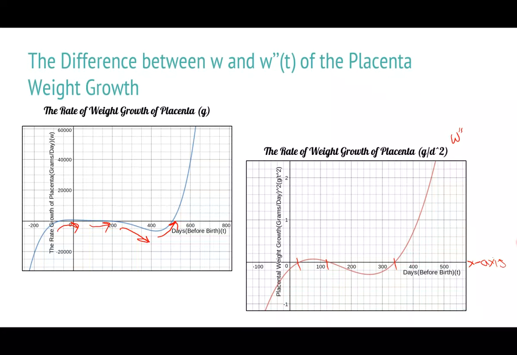So the rate of weight growth of the placenta, with the actual function graphed on the left, you see it's concave down, then concave up, then concave down, and then concave up. So basically what I said before, when it shifts, when it goes decreasing, increasing, it's presented on the right where those concave downs and concave ups are, because at W double prime of T equaling 0, where the line crosses the horizontal line of the x-axis is presented there.